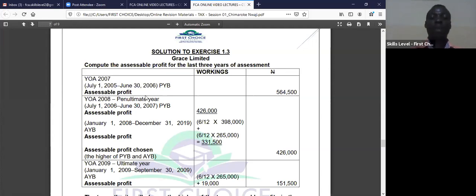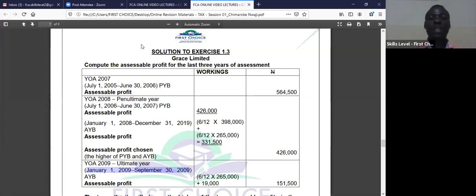Now that you've settled the penultimate year, the ultimate year is going to be on actual year basis. This is because this one has ended in December 2008. When you are comparing penultimate, preceding year and actual year, you have considered up to 2008 December. So your ultimate year is always going to be on actual year basis. So it's going to be January 1, 2009 to the date the business ended, September 30th, 2009.